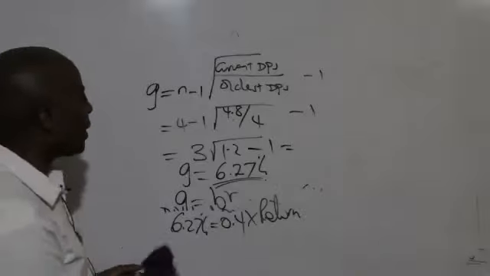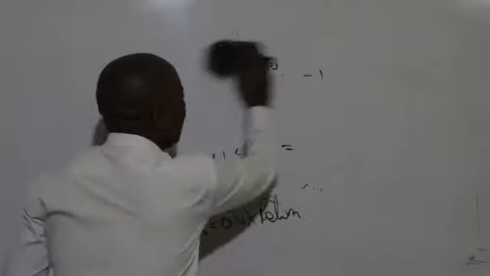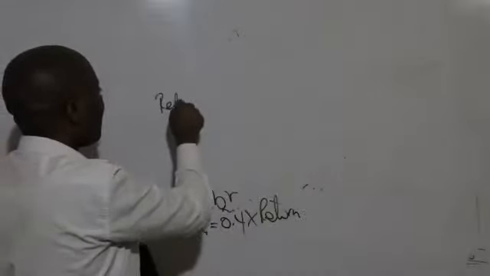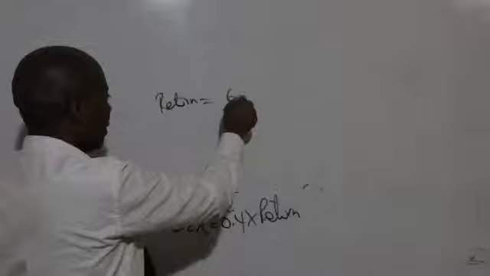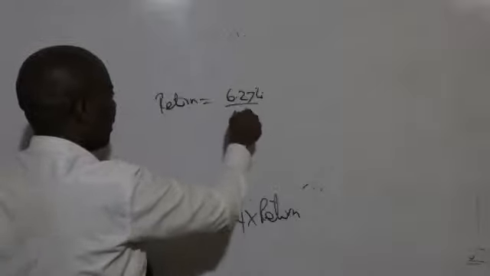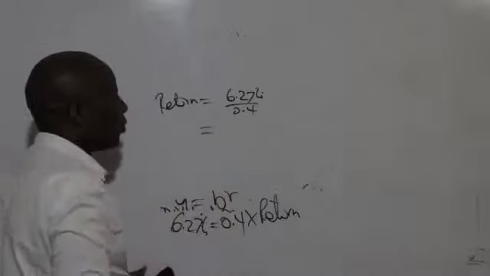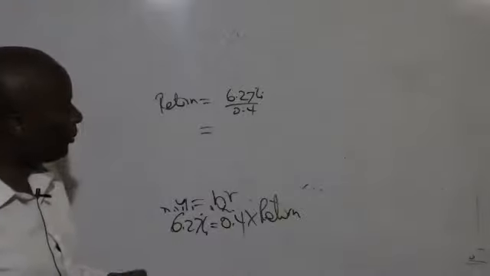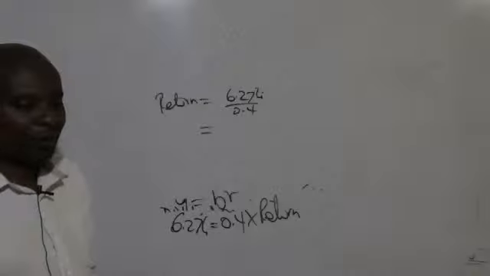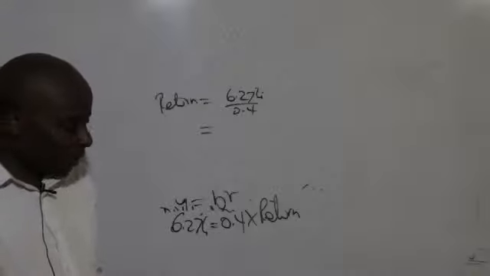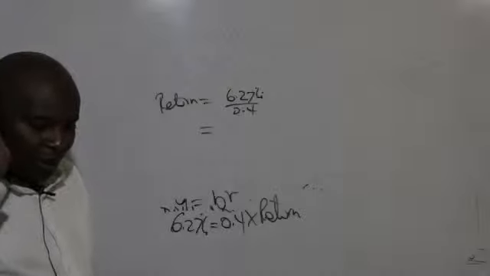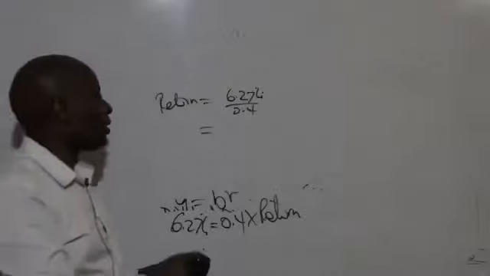If you make return the subject of the formula, our return here will be equal to 6.27% divided by 0.4. So you can give us an answer. What is 6.27 divided by 0.4? So the return here will be 15.67%.